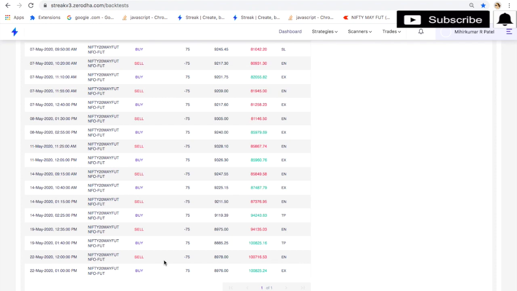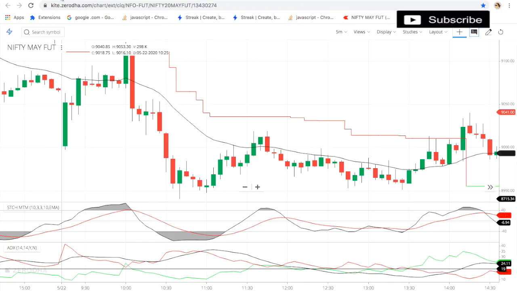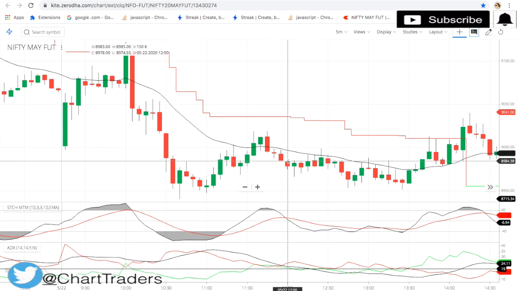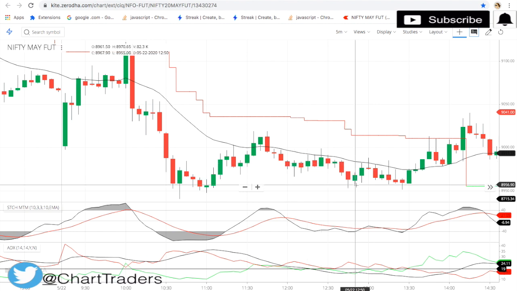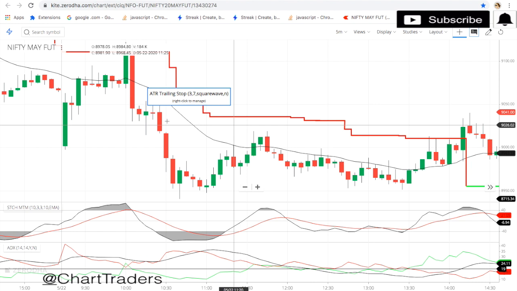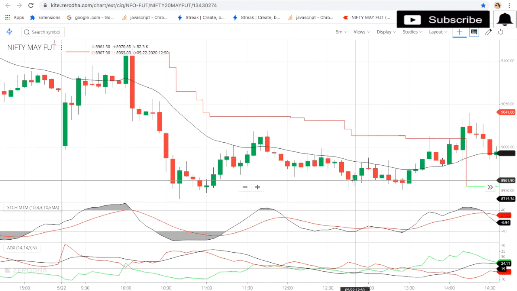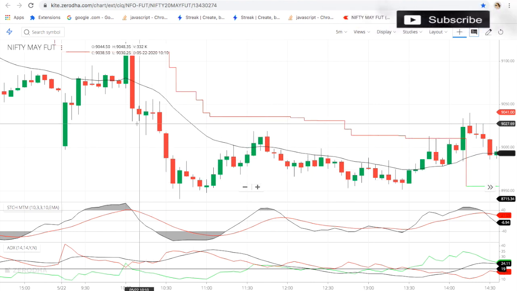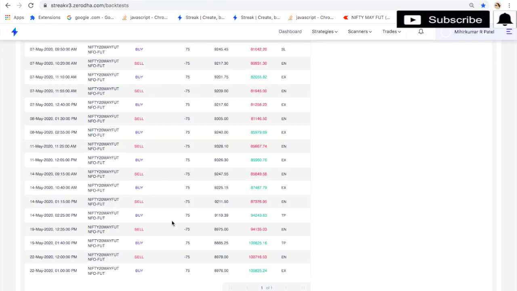12 o'clock, sell 8978. So 12 o'clock, 8978 here. This crossover happened, so it is going to sell here. 8978. Then we have a movement up to this point. So all conditions satisfied, then it is going to sell. You can even see one more losing trade also.